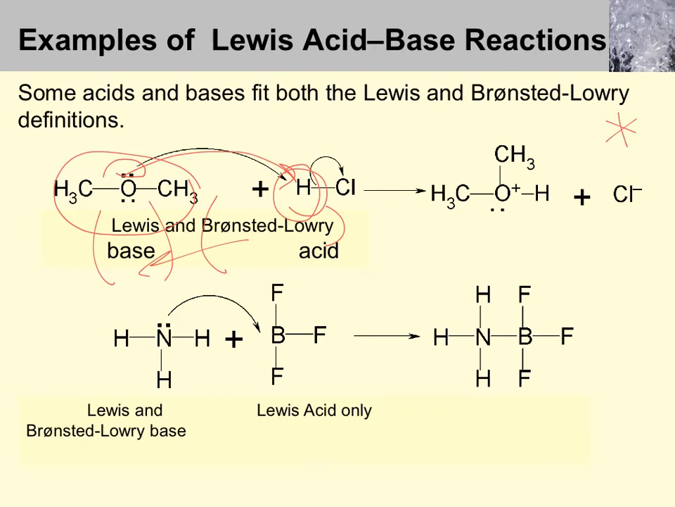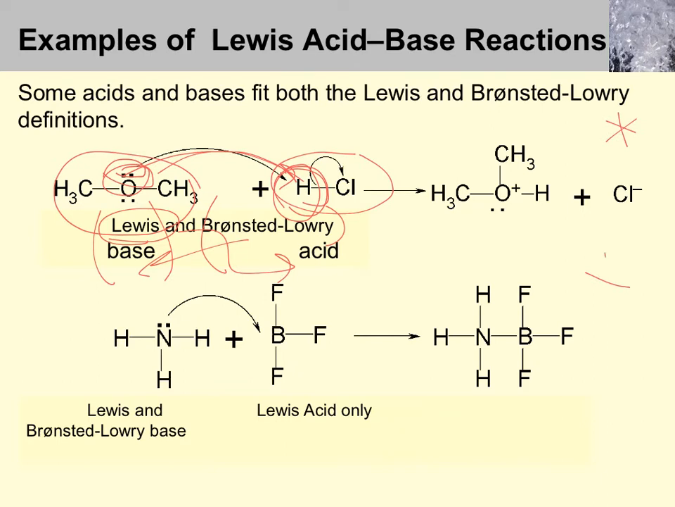So as I said before, any Lewis base can also serve as a Bronsted-Lowry base. In this particular case, hydrochloric acid is serving as a Bronsted-Lowry acid because it's donating its hydrogen ion, but it is also serving as a Lewis acid because it is accepting the electron pair.